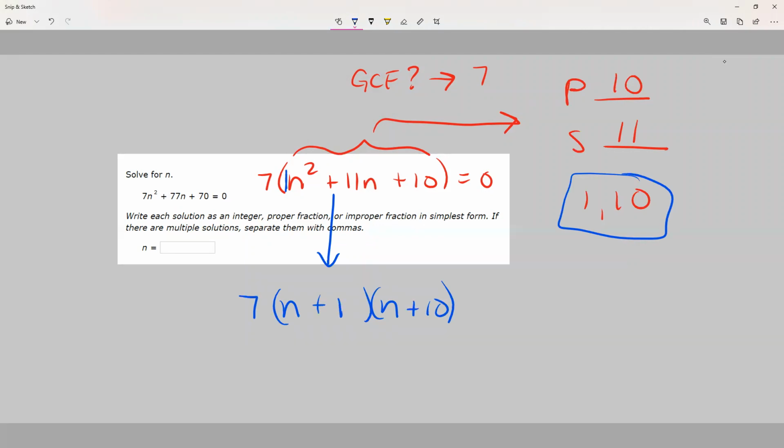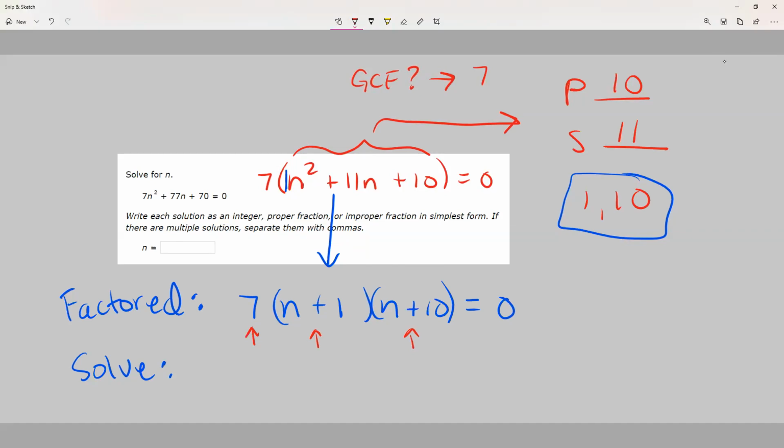Which means that this is what I end up with once I have factored it. So this is factored all the way now. And so now if I solve, I have to set the factors equal to 0. If you're thinking about it, you have three different things here. You have 7, and you have n plus 1, and you have n plus 10. And when you multiply them, it equals 0. So one of these has to be 0.